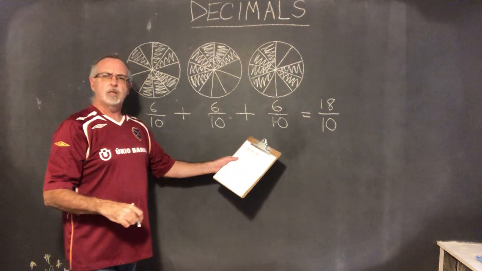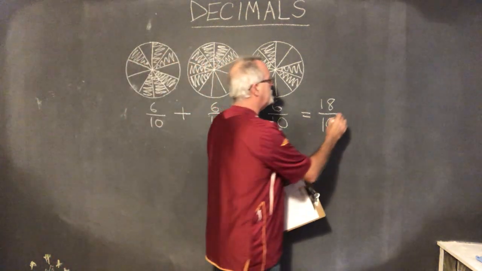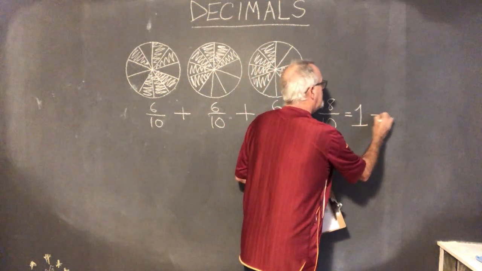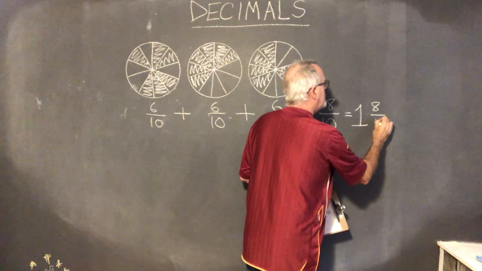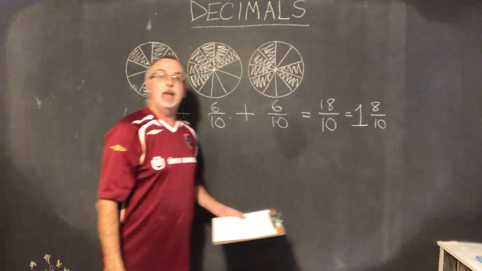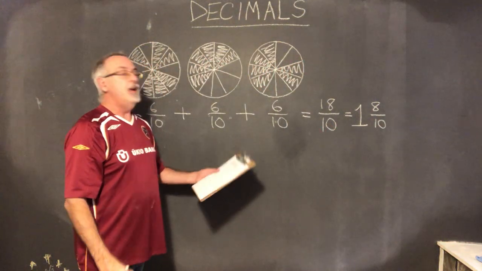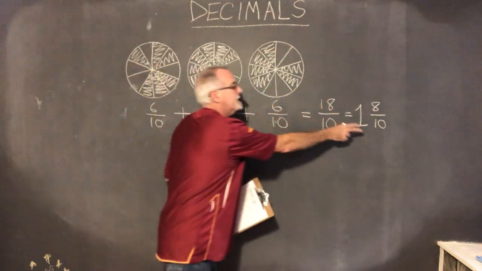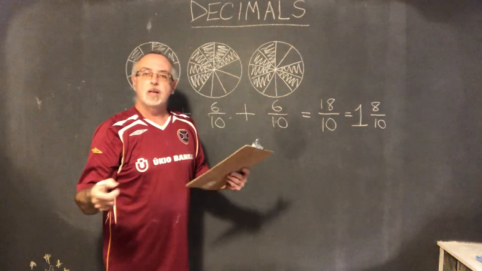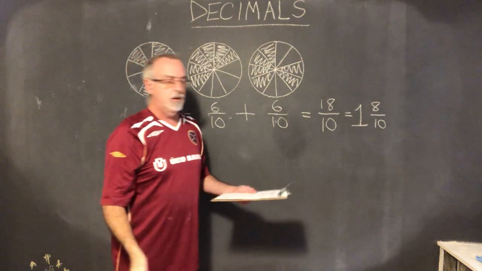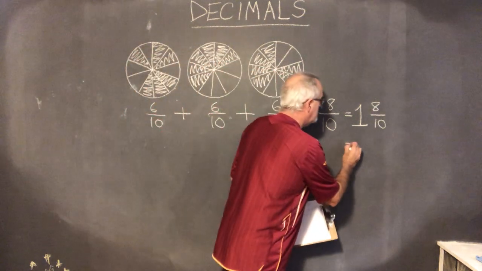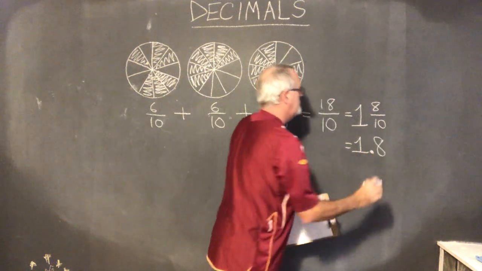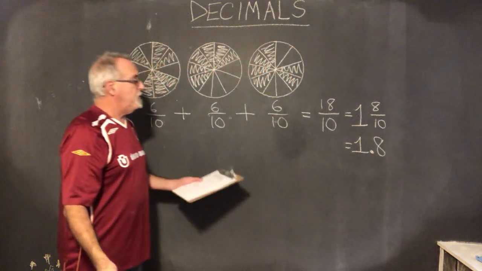But of course, I should express this as a mixed number. And 10 fits into 18 once, and the remainder is 8. So I have 1 and 8 tenths pizzas left. And we know how to convert between a fraction like this, even when it's a mixed number, and a decimal. I know we know because we've been doing it for a couple of weeks. So that's equal to 1.8 pizzas. We have 1.8 pizzas left.